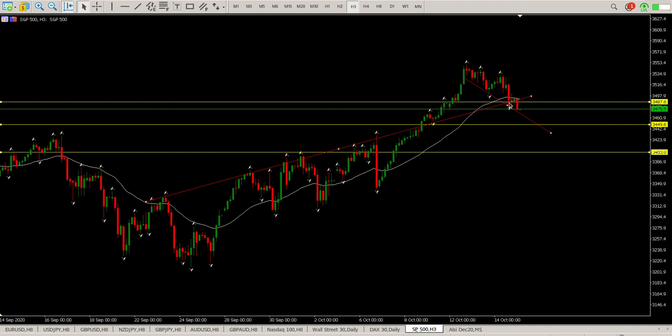So that is an area for long. I am still sitting long with a small position. My stop is below here, which is 3449. That's kind of the view that I've got at the moment.